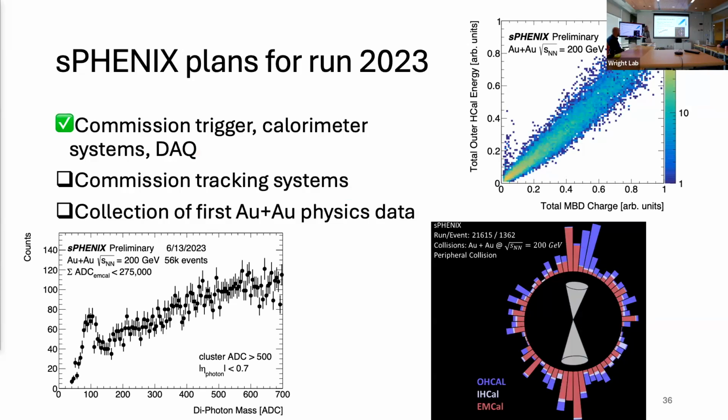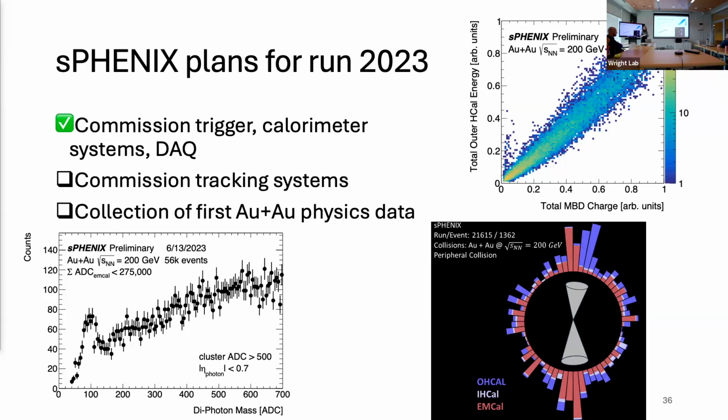We did really good on the first part. We commissioned the trigger and the calorimeter systems and the data acquisition pretty completely in the run and quite early on. So here is just a plot looking at the correlation between the charge in the MBD, the minimum bias detector, which is used as the trigger, and the outer HCal.